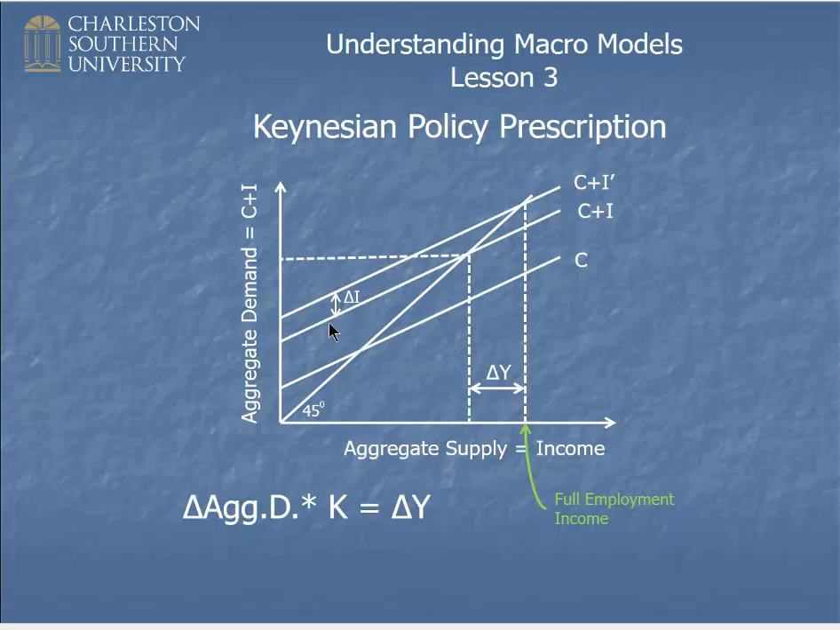Now, this relationship between this little change in aggregate demand and this bigger change over here in income can be described as follows. The change in aggregate demand times the Keynesian multiplier, called K, will give you the change in income. So any change over here times the Keynesian multiplier will give you the resulting change in income. Now the Keynesian multiplier has a formula. It's equal to 1 over 1 minus the marginal propensity to consume. And in a minute I'm going to put real numbers in here and we can actually calculate one.